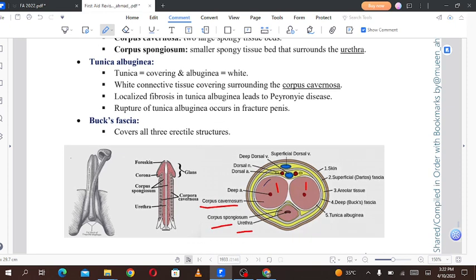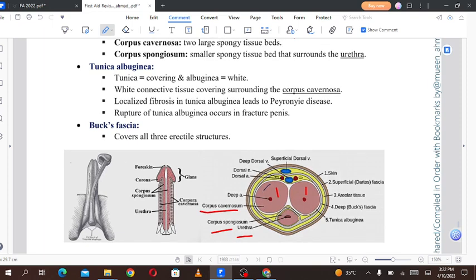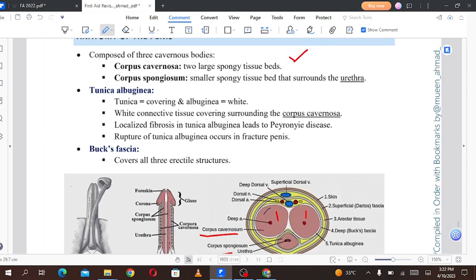So just keep this in mind that there are 2 corpora cavernosa. So there are 2 C's in corpus cavernosum, and corpus spongiosum has only 1 C. Remember it whatever way you want. So corpus cavernosa, 2 large spongy tissue beds, and corpus spongiosum is a smaller spongy bed that surrounds the urethra.